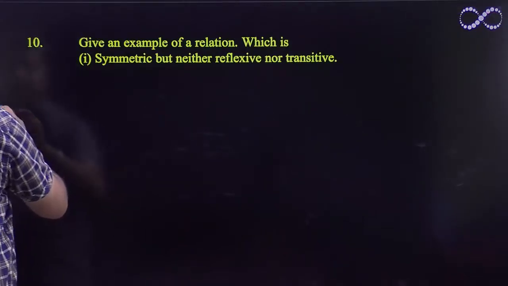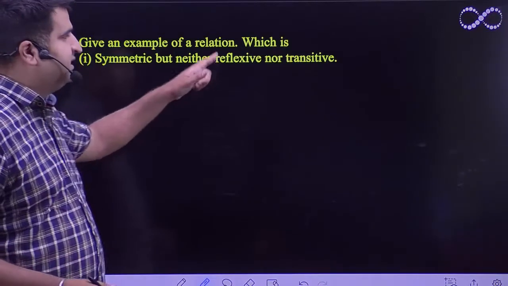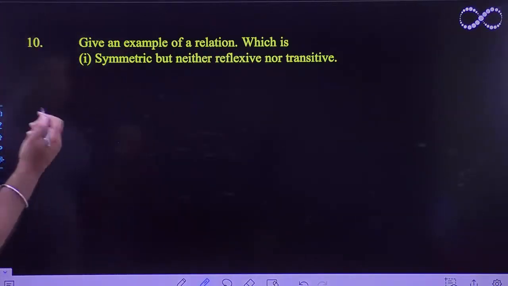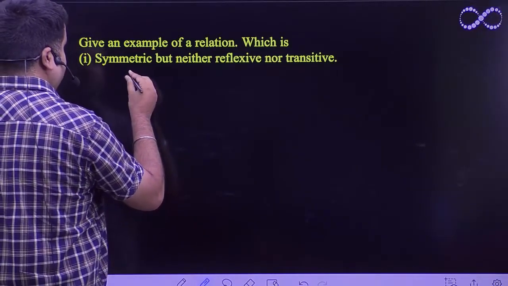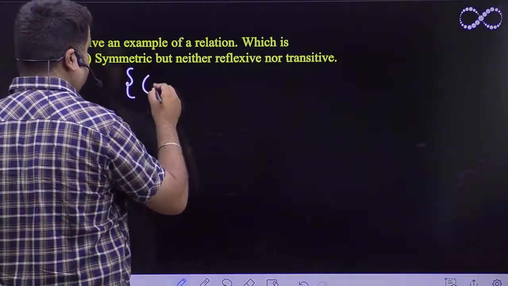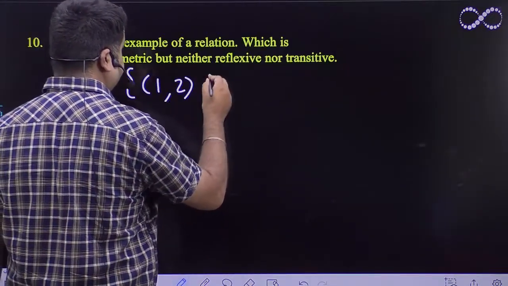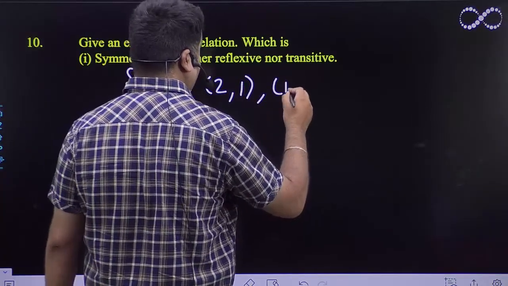10th question. Give an example of a relation which is symmetric but neither reflexive nor transitive. So these type of questions are very easy. We can just take a common example of a relation. Let's say we have 1, 2, 2, 1, 1, 1.